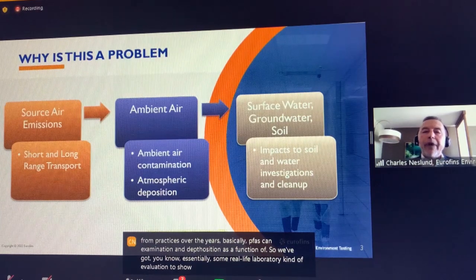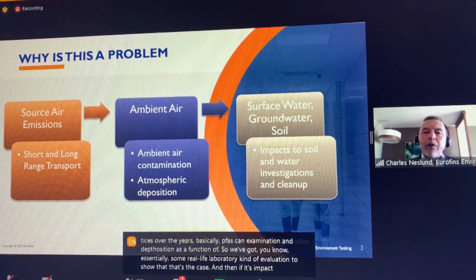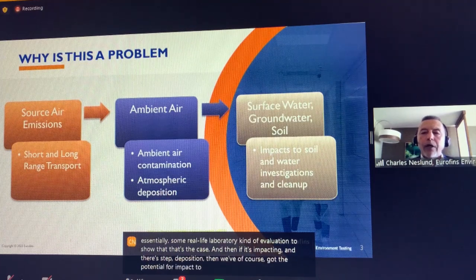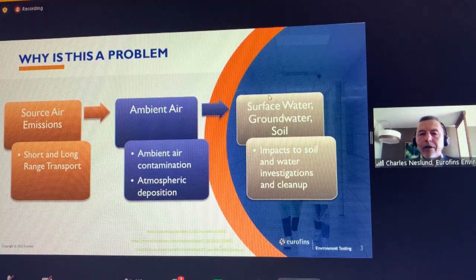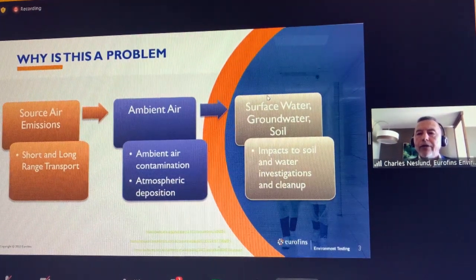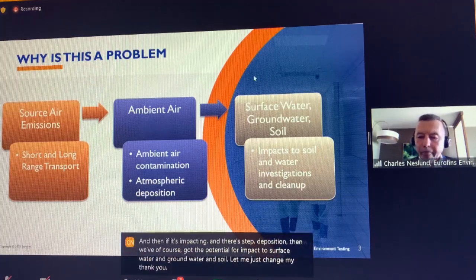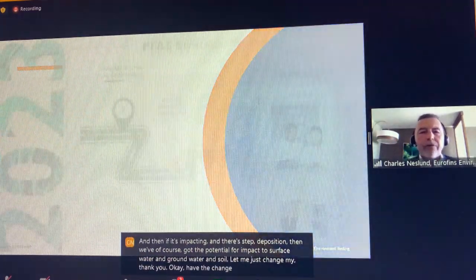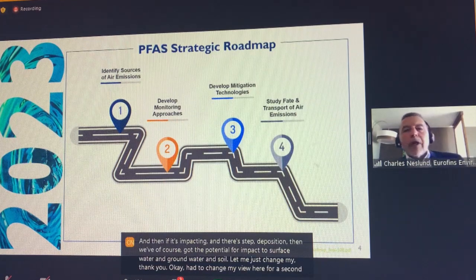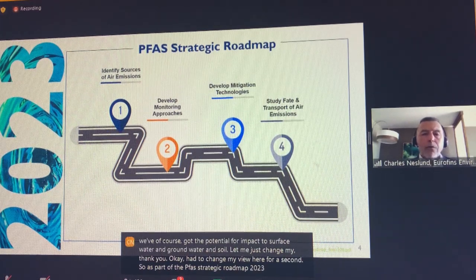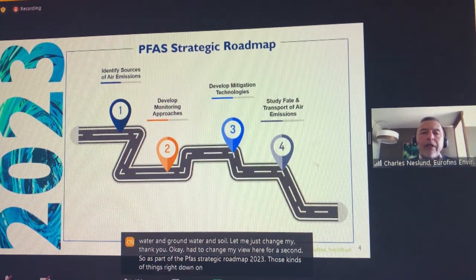And then if it's impacting and there's deposition, then we've of course got the potential for impact to surface water, groundwater and soil. As part of the PFAS strategic roadmap, 2023, those kinds of things were identified, right?